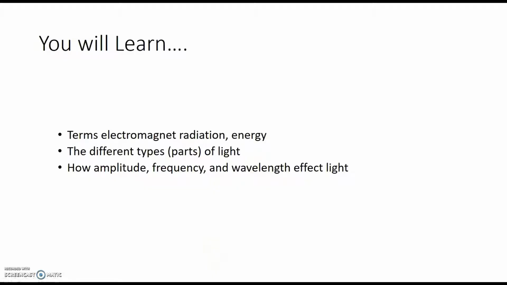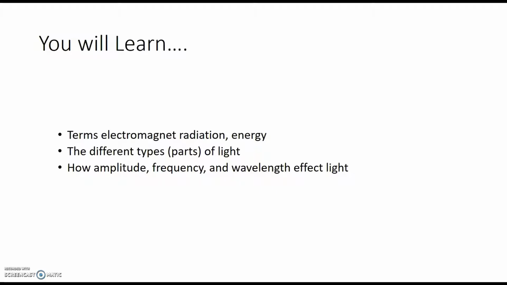Today, we are going to be starting our next unit. This is going to be the unit called I See the Light. In this unit, we're going to be talking about the electromagnetic spectrum, or electromagnetic radiation, aka light. So we're going to talk about different parts of the light, how amplitude, frequency, and wavelength affect light.